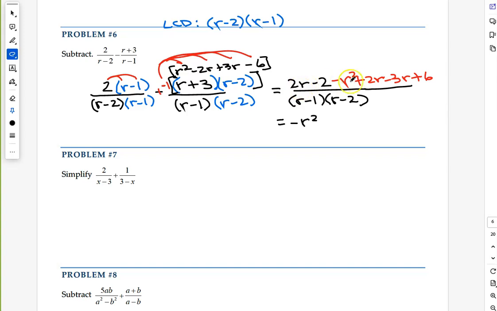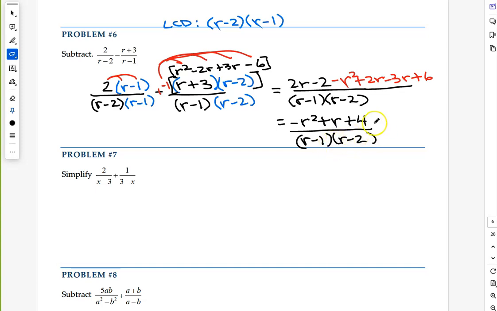Now let's combine our r's together. So 2r plus 2r is 4r, minus 3r is just an r, so plus r. And now negative 2 plus 6 is a positive 4. And again, it's all over that r minus 1 times r minus 2.